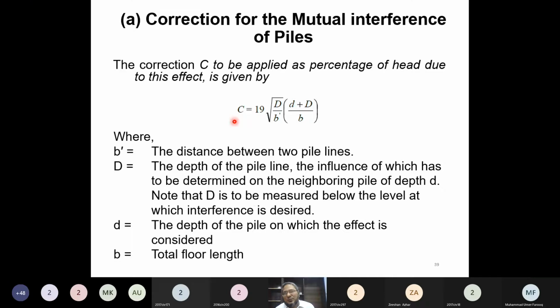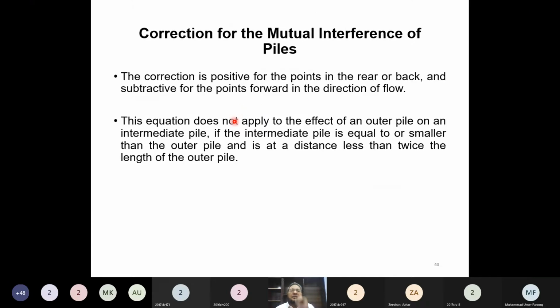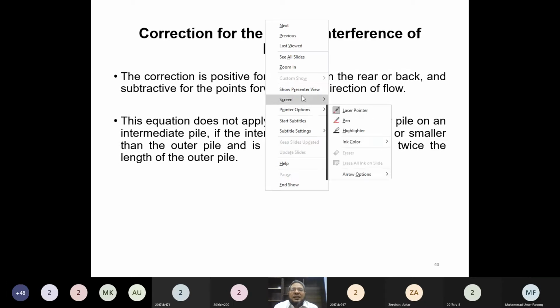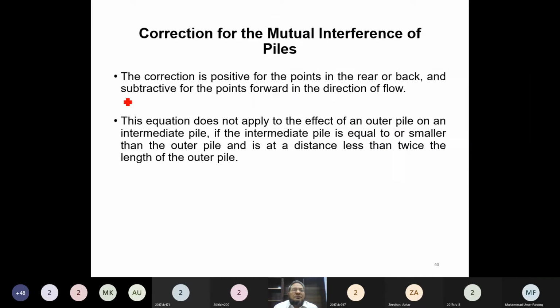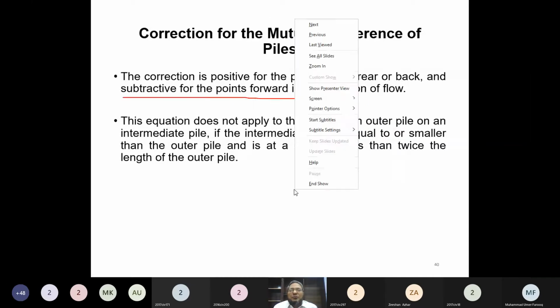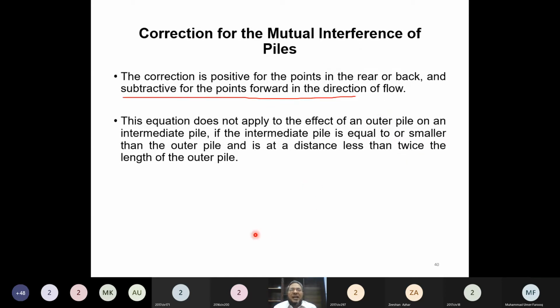Now, when this correction would be positive and when it would be negative, we have to discuss here. The correction is positive for points in the rear or back, and subtractive for points forward in the direction of flow. So in the direction of flow, this correction would be subtractive. And you know, this is very logical. क्यों भाई लॉजिकल है? As we move in the downstream direction, what happens? Head loss बढ़ता है, कम होता है? So it increases. Yeah, that's why it should be subtractive.